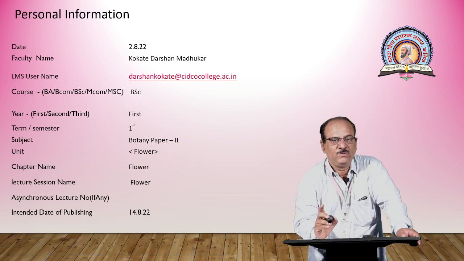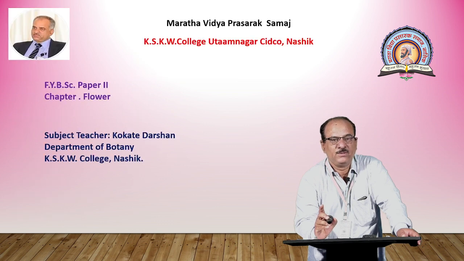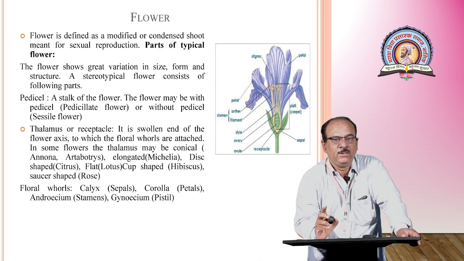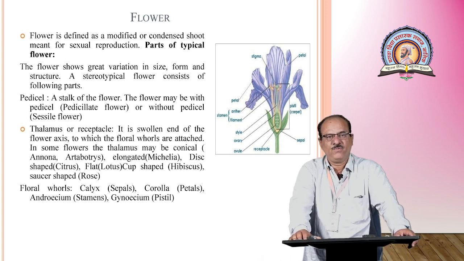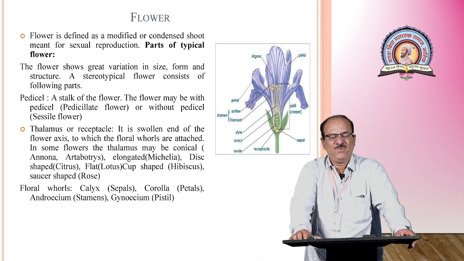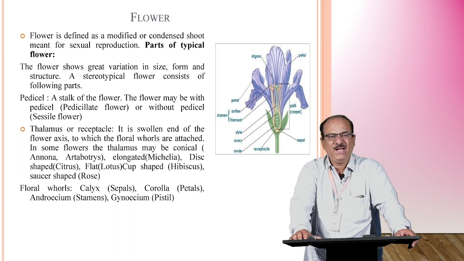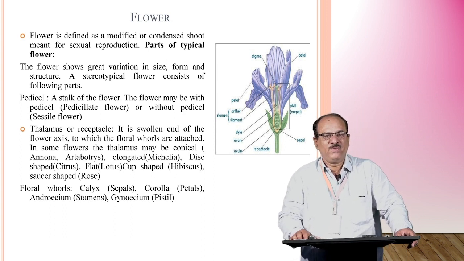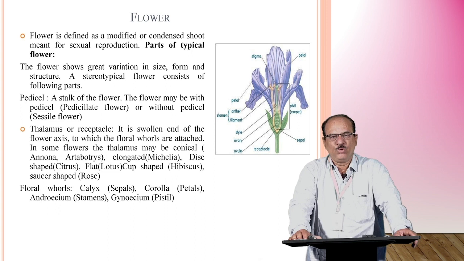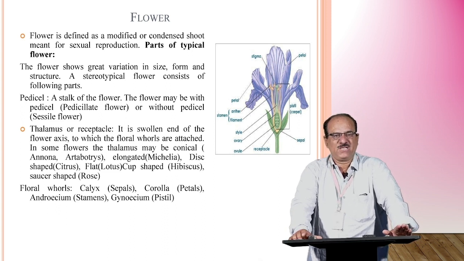We would start with the chapter flower. In that, first the definition of flower. So flower is a modified and condensed shoot meant for sexual reproduction. Now, first of all, what is modification? So modification is change in structure due to change in function.